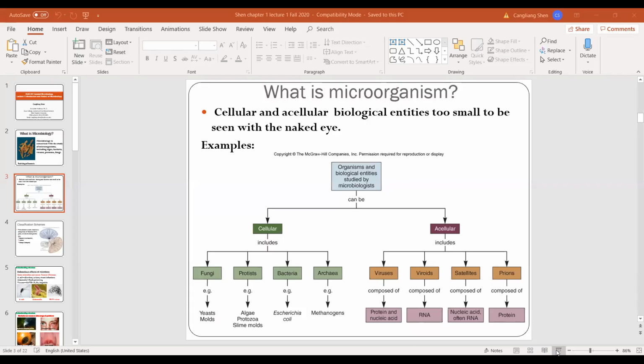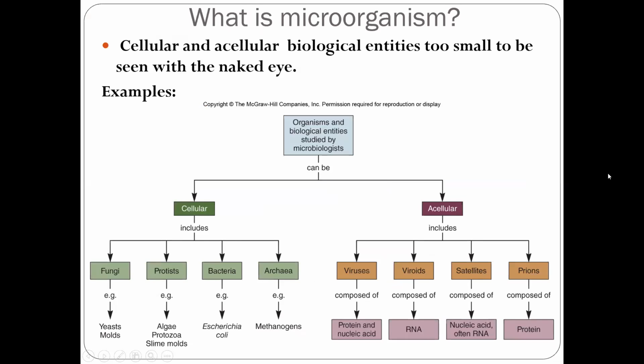So let's look at these slides. What is microbiology? What are microorganisms? They are cellular or acellular biological entities too small to see with the naked eye. So we need to rely on a special tool, that is the microscope. So we will talk about light field microscope, dark field microscope, phase contrast, or laser confocal, and a little bit of introduction of the electron microscope.